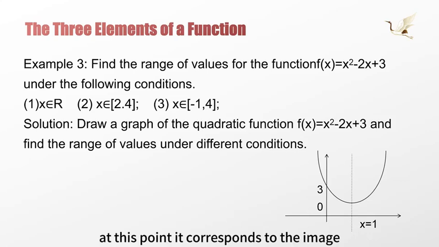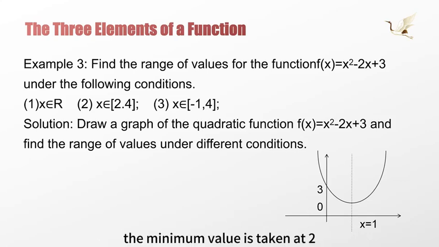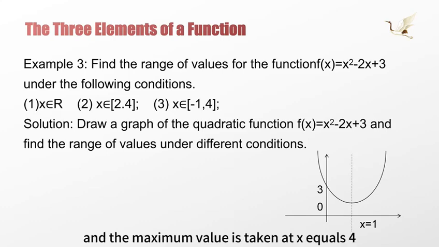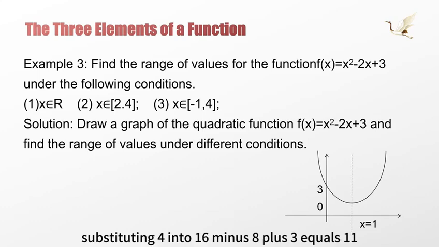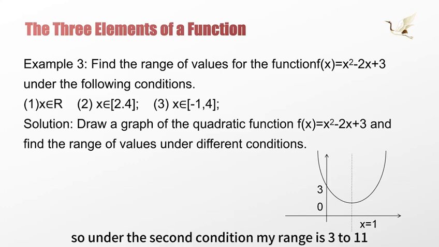When x belongs to the closed interval 2 to 4, at this point, it corresponds to the image. The minimum value is taken at 2, and the maximum value is taken at x equals 4. We only need to input x equal to 2 into the analytical formula, which yields 4 minus 4 plus 3 equals 3. Substituting 4, 16 minus 8 plus 3 equals 11. So under the second condition, my range is 3 to 11.